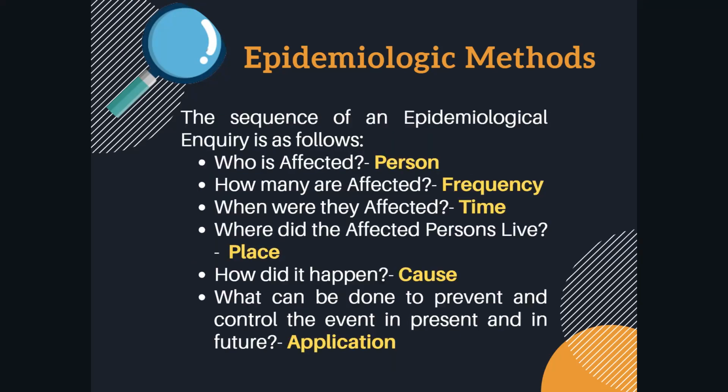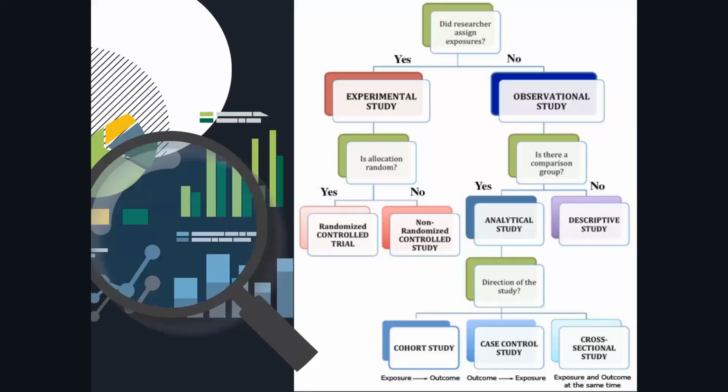The sequence of an epidemiological inquiry is based on 6 questions. Question number 1 is who is affected? That is the person. How many are affected? That is the frequency. When are they affected? That is the time. Where did the affected persons live? That is the place. How did it happen? That is the cause. And how and what can be done to prevent and control the event in present and in the future, which is the application.